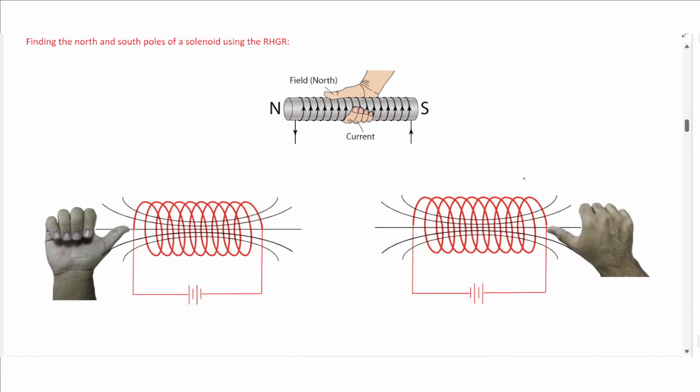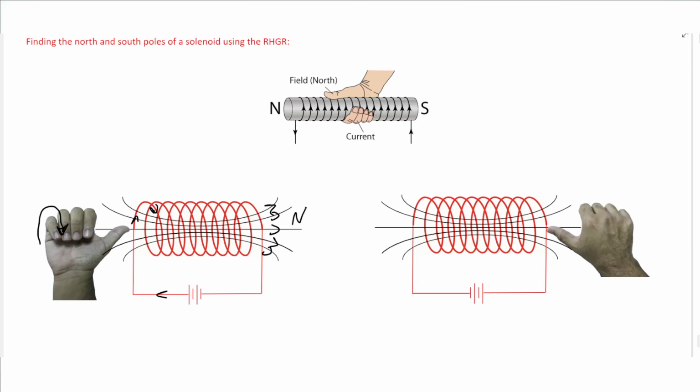Now, using the right hand grip rule in reverse, the fingers will represent the current and the thumb will represent the direction of the magnetic field. So if the current is moving upwards from the back, then downwards from the front, upwards from the back and downwards from the front, using the fingers, the thumb will be pointing to the right.